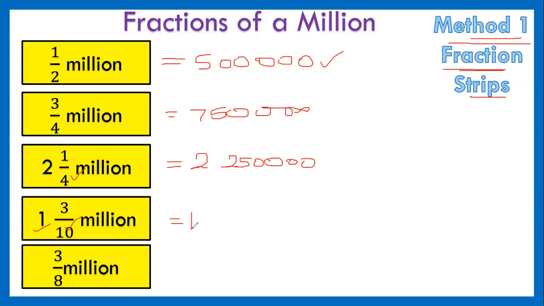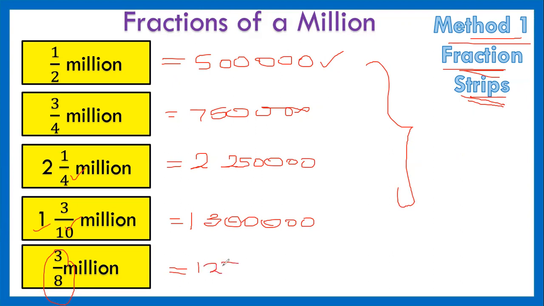1, 3 over 10. So this is 1 million. 3 over 10 is 300,000. This conversion happens based on our knowledge of fraction strips. Okay? Again, 3 over 8 as what we saw earlier. If you want to really work it out, you can say 125,000 times 3, and that will end you up with 375,000. And if there was a whole number here, say 2 and 3 over 8 million, then this would become 2,375,000. Clear?